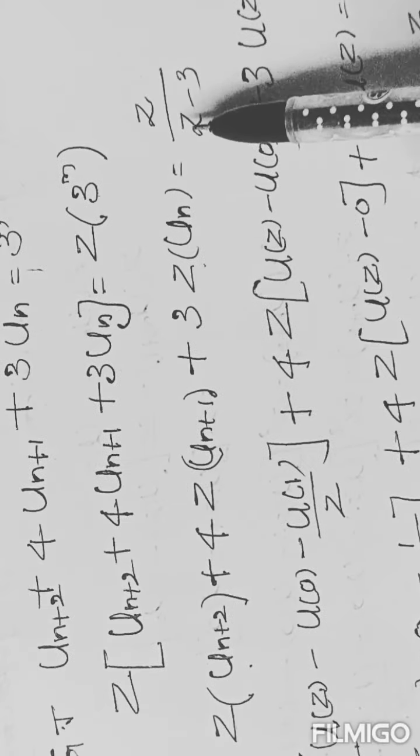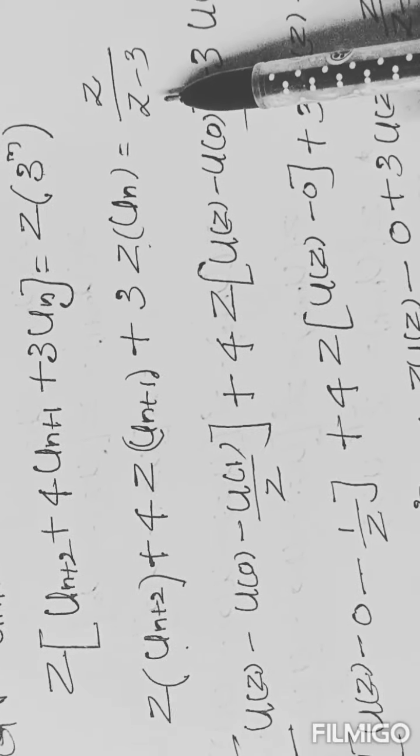I mean, you can use either a positive or negative number in place of a. Likewise, here also Z of 3 power n equals z by z minus 3. In place of a, there is a 3, so that Z of 3 power n is z by z minus 3. Here also, according to that, z by z minus 3.